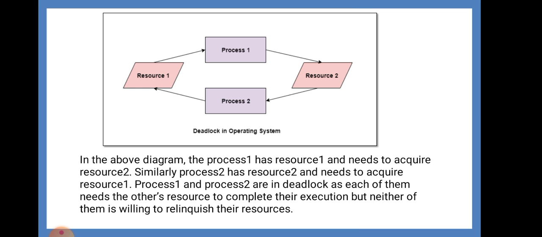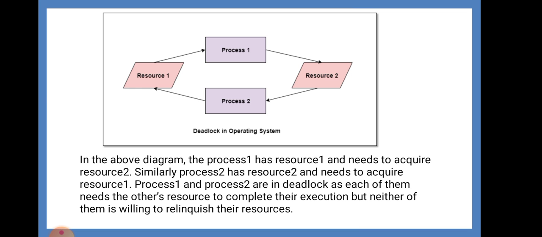As you can see on the screen here, there are two processes and two resources. In this diagram, there are two processes, process 1 and process 2. Process 1 already has resource 1, as you can see from the arrow, and it wants resource 2 to execute. Similarly, process 2 has resource 2, and it needs resource 1 to execute process 2.